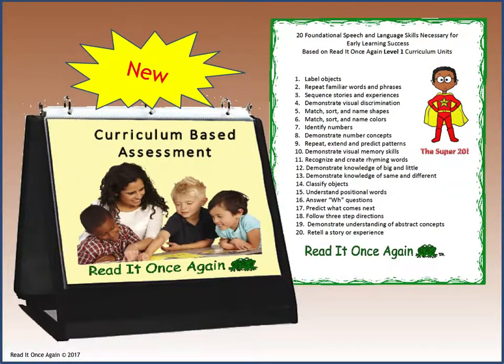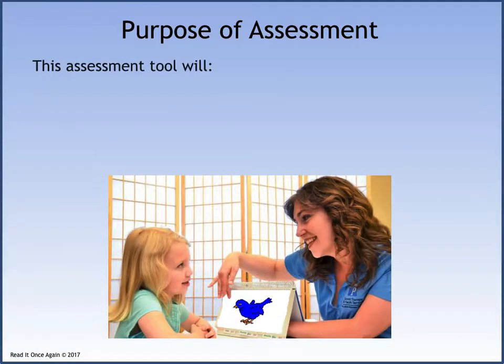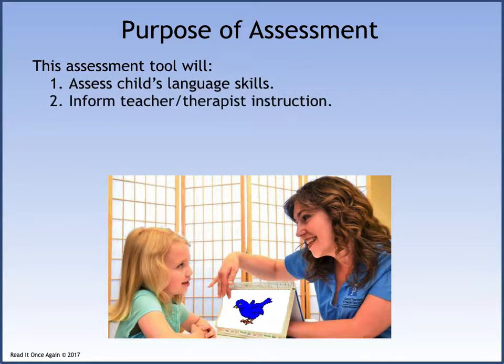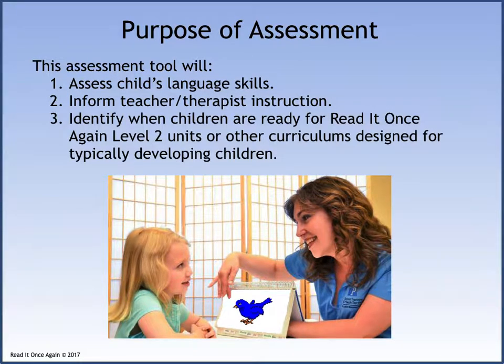Read It Once Again now provides an additional method to help assess your students. The curriculum-based assessment is purchased separately and designed to help you monitor the Super 20 foundational skills for Level 1 units. This assessment tool will assess your child's language skills, inform teacher-therapist instruction, and identify when children are ready for Read It Once Again Level 2 units or other curriculum designed for typically developing children. Complete training on the curriculum-based assessment can be viewed in Module Number 9.